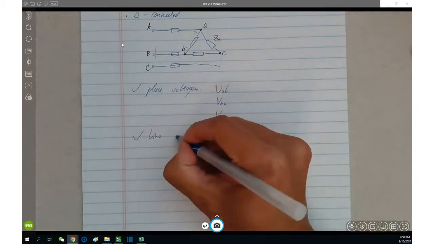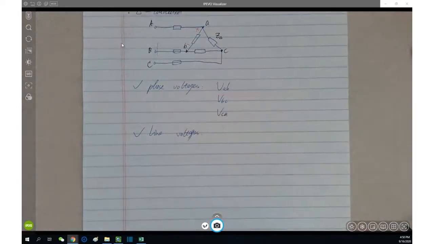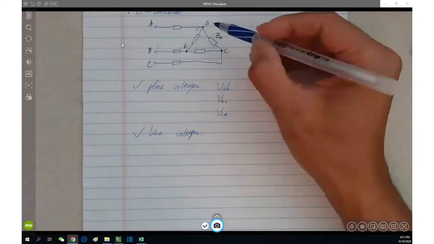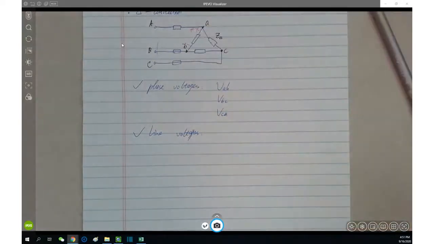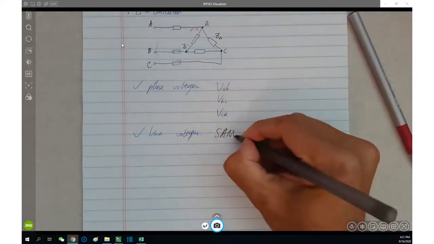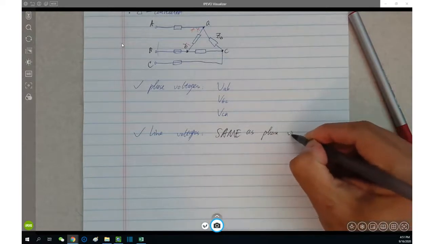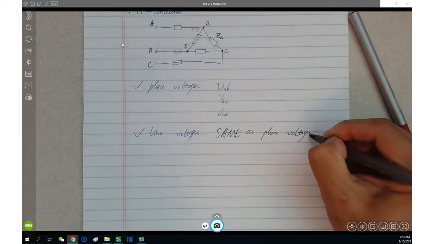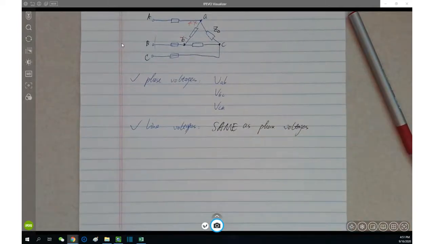And who are the line voltages? Again, go back to the definition. Definition saying the line voltage means the voltage across two phases. Voltage across two phases. Well, guess what? Same as phase voltage. Does it make sense? Line voltages of the delta connect load are exactly the same as the phase voltages. Okay.